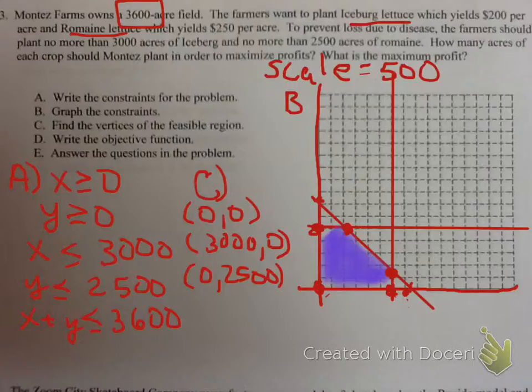Okay, this one is also, we know it's 2,500 because it's even with this one. But what's the x? Well, again, on this line that adds up to 3,600. What plus 2,500 adds up to 3,600? 1,100. Okay, so there's my other 2 points.